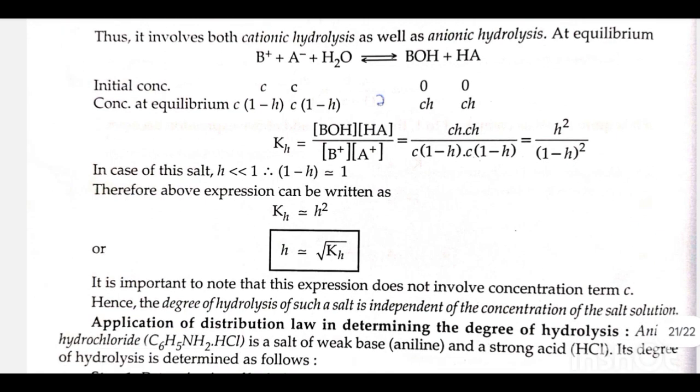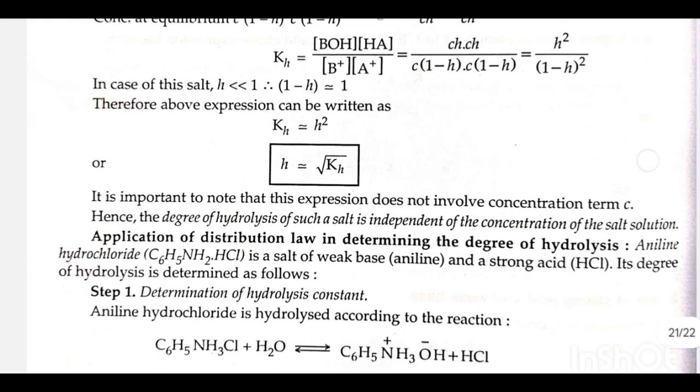Initial concentration C, C, 0, 0. Concentration at equilibrium C(1 − h), C(1 − h), Ch, Ch. Kh = Ch·Ch / [C(1 − h)·C(1 − h)] = h²/(1 − h)². Therefore, the above expression can be written as Kh is nearly equal to h², because 1 − h is nearly equal to 1. h is nearly equal to √Kh. It is important to note the expression does not involve the concentration term C.